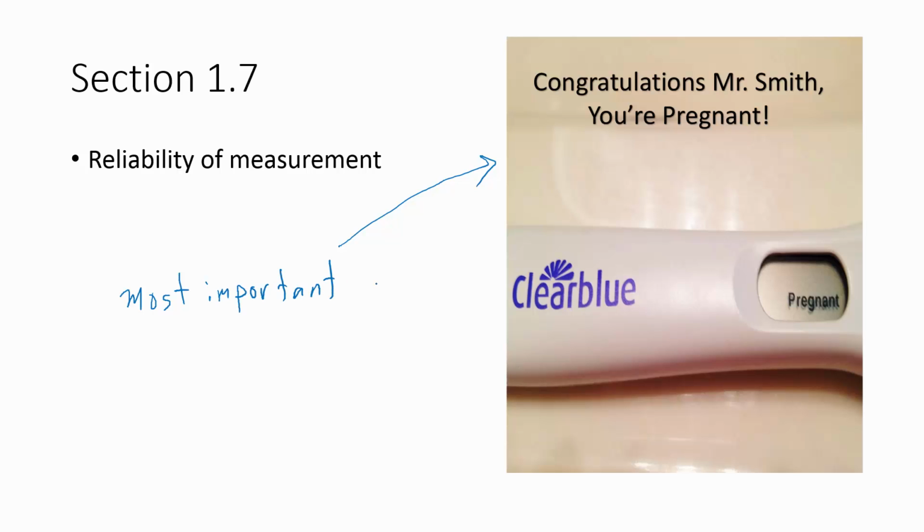And why is it the most important part? Well, just think about this. What good does it do me to say that something is 20 miles away if the reliability of that measurement is plus or minus 20 miles? Right? It could be right next door, or it could be 40 miles away.